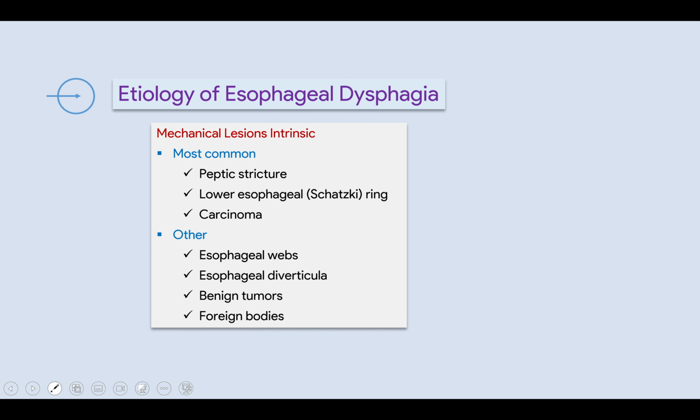Now coming to the other part, the second part of esophageal dysphagia. The first is the motor, which we have already explained. Now coming to mechanical dysphagia.